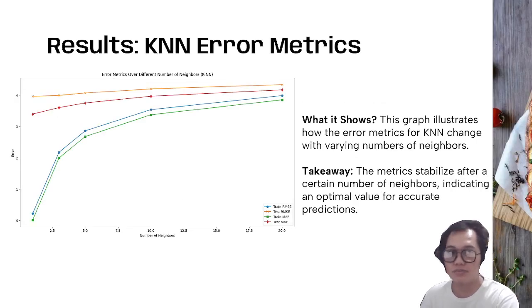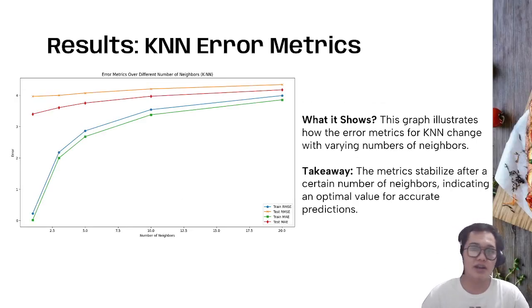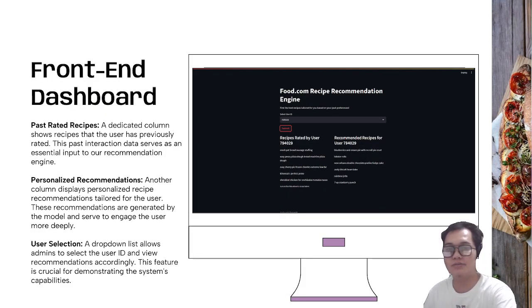And this one is the KNN error metric. What does it show? This graph illustrates how the error metric for KNN changes with varying numbers of neighbors, where the takeaway is the metric stabilizes after a certain number of neighbors, indicating an optimal value for accurate predictions.